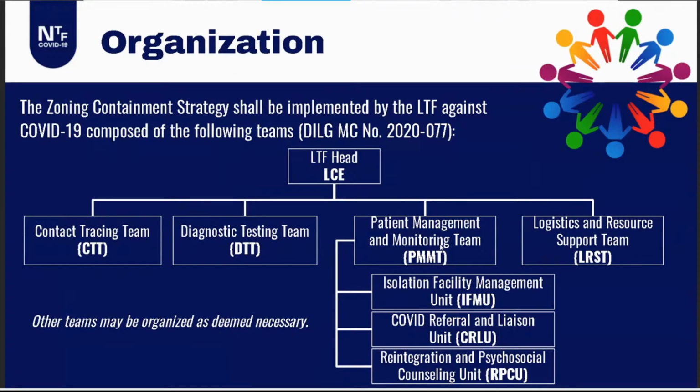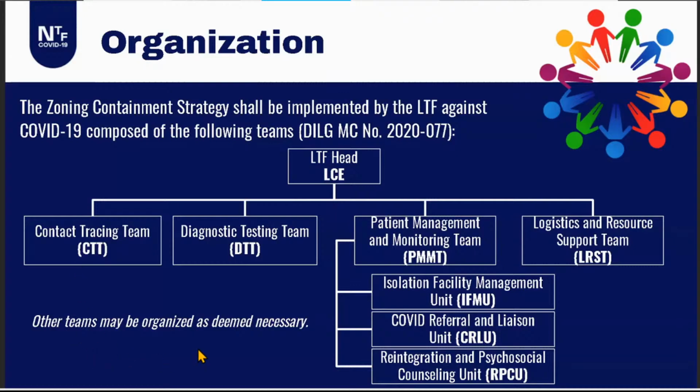Where do we start? Of course, we start by organizing our local task force. And 100% of you in CAR has already organized your local task force against COVID-19. As a refresher, this structure presented on the screen is based on the DILG Memorandum Circular number 2020-77, which the local chief executive heads the local task force.